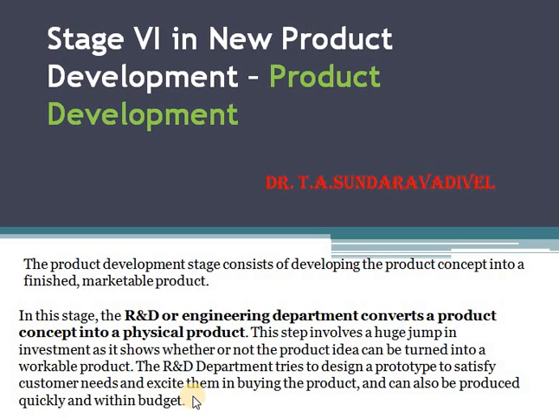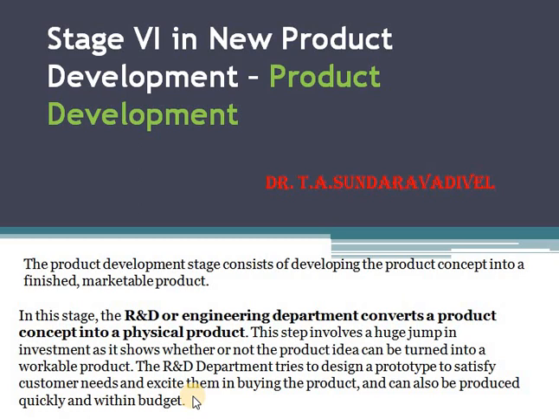So in this stage the R&D or engineering department converts a product concept into a physical product. So finally we are going to make a physical product. Up to this stage it was in the design phase. Now in this stage that physical product has been made. So this step involves a huge jump in the investment, as it shows whether or not the product idea can be turned into a workable product or not.